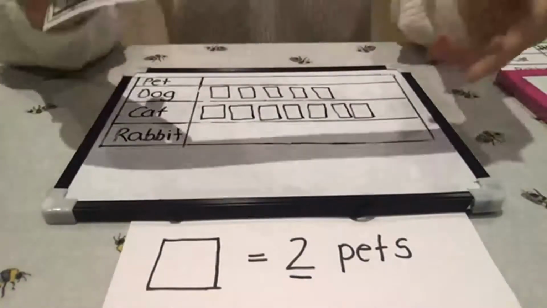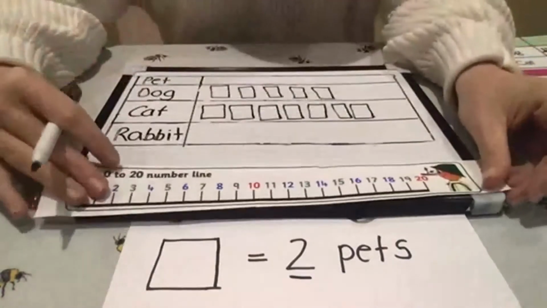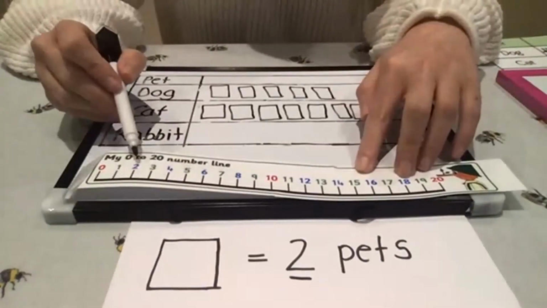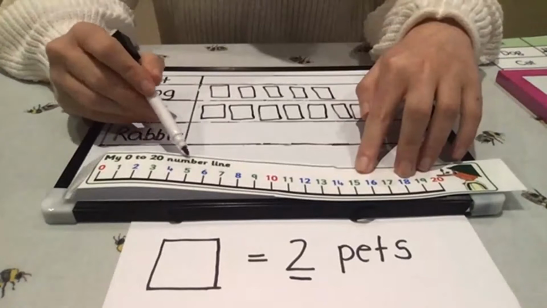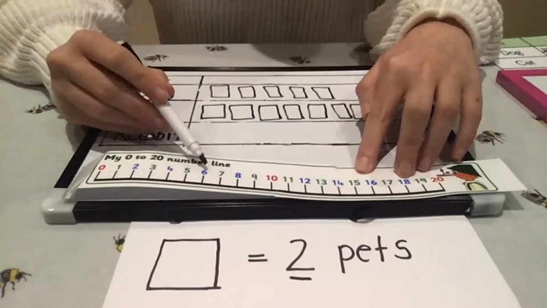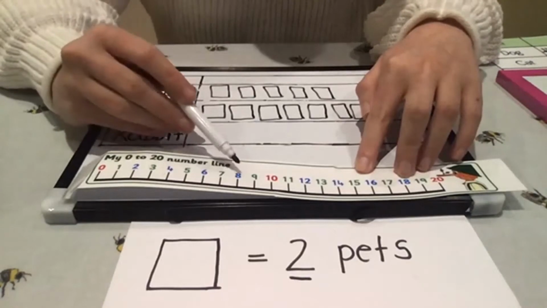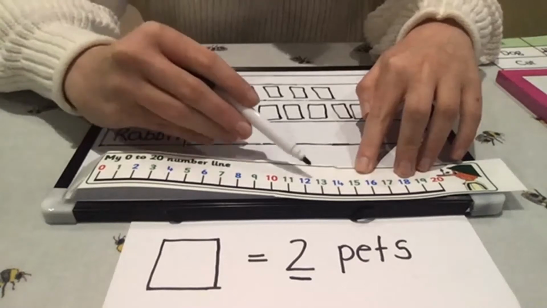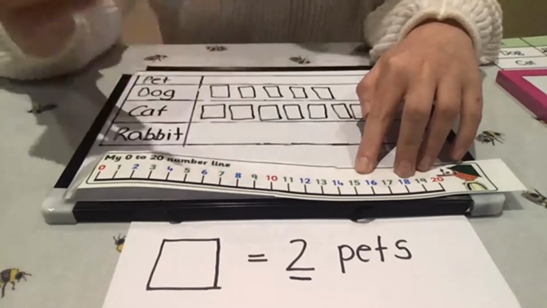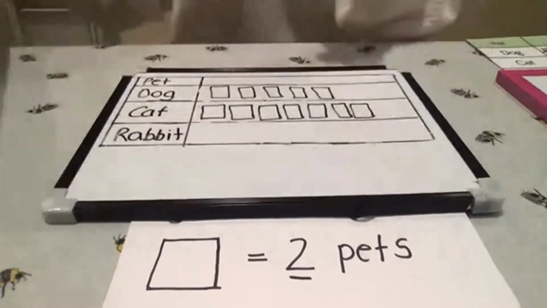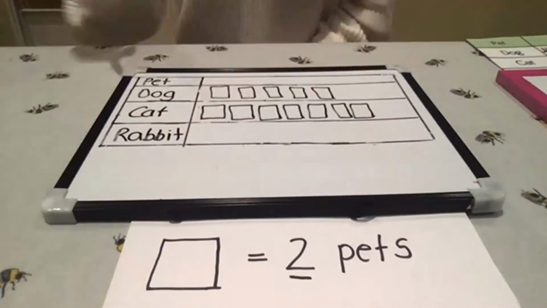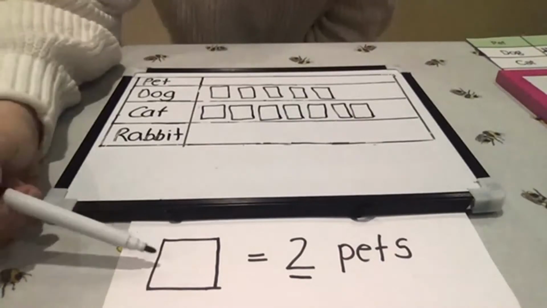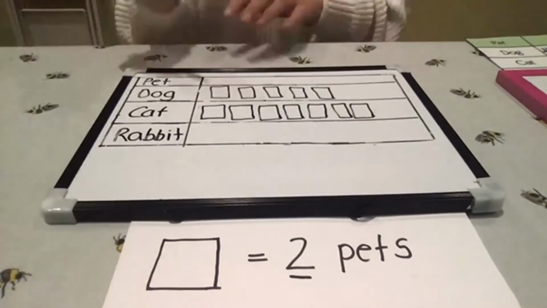So let's get our number line again and see how many jumps of 2 we have to do to get to 12. So my first jump takes me to 2, my second to 4, 6 is 3, 8 is 4 jumps, 10 is 5 jumps, and 12 is 6 jumps. So there we go. We've done 6 jumps of 2 to get us to 12. So therefore, because 1 square represents 2 pets, we are going to need 6 squares to represent our 12 pets.